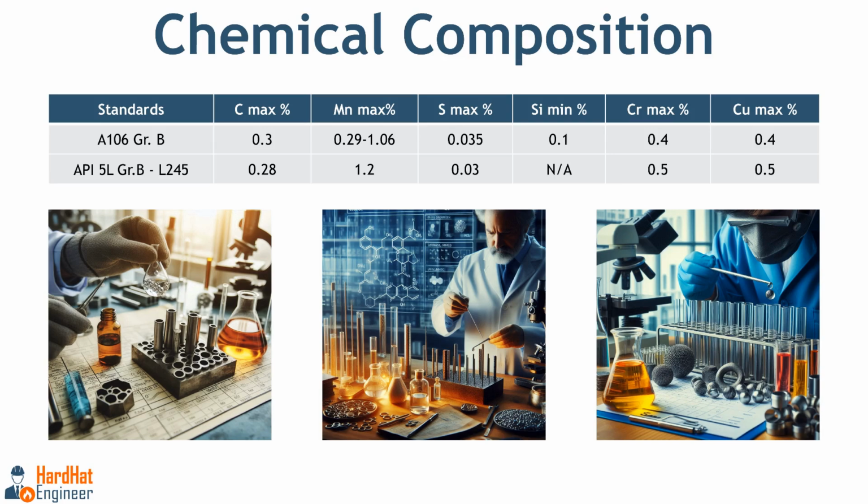API 5L grade B allows a higher maximum of 0.5% chromium compared to A106 grade B's limit of 0.4%. Higher chromium content can enhance corrosion resistance. Finally, the copper content. API 5L grade B allows up to 0.5%, whereas A106 grade B limits copper to 0.4%. Copper can improve corrosion resistance, especially in harsh environments.